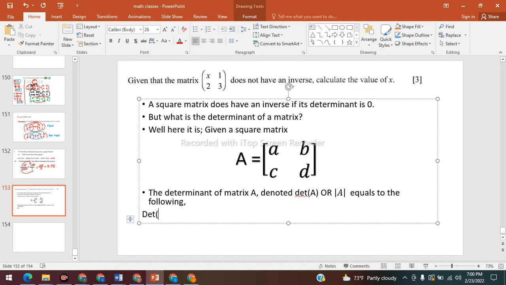Sorry for interrupting, but at what grade do they teach us this? It's supposed to be grade 10.